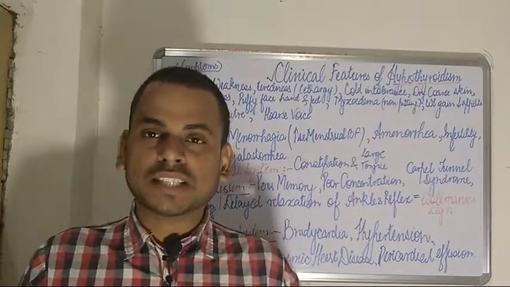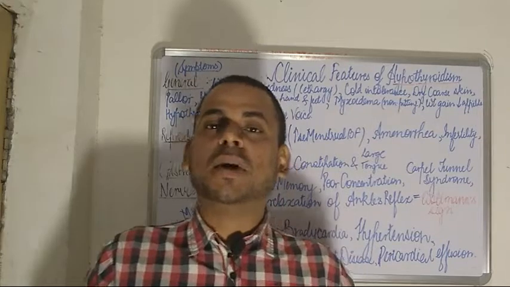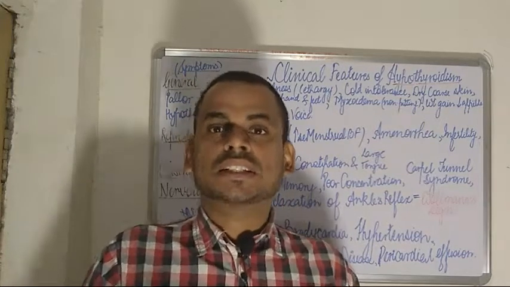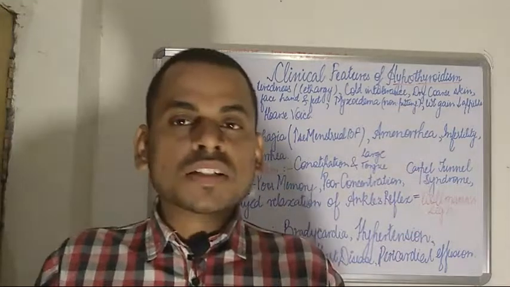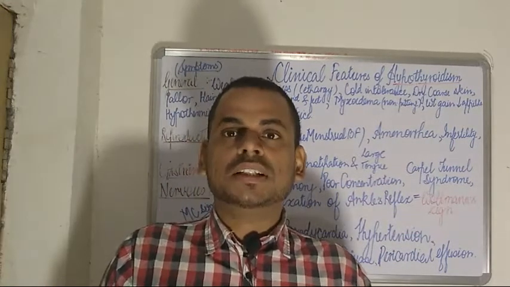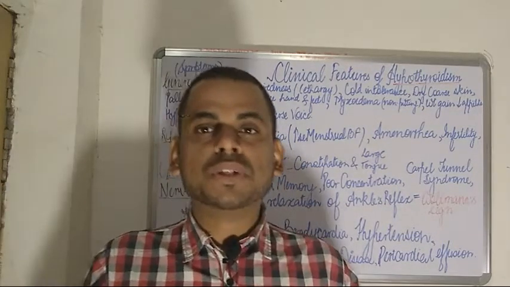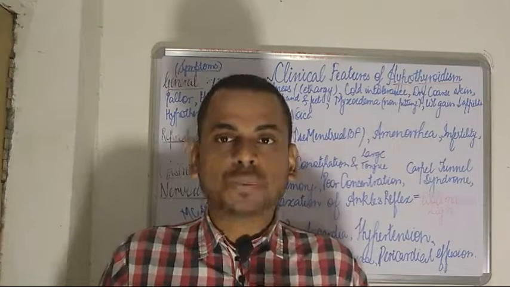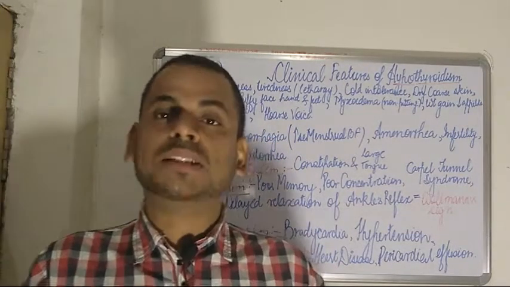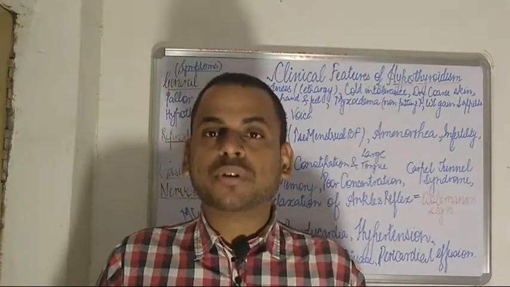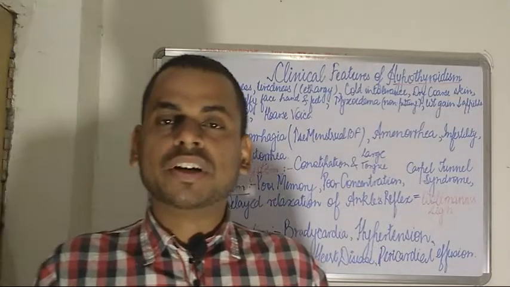Today, in succession of the topics I have been discussing in the previous videos, that is about the thyroid disorders: the thyroid gland anatomy I have discussed in the previous video, and the types of thyroid dysfunction, that is hypothyroidism and hyperthyroidism. I have also discussed the basic types of hypothyroidism, that is primary hypothyroidism, secondary hypothyroidism, and tertiary hypothyroidism. So all these topics I have covered in the previous video.